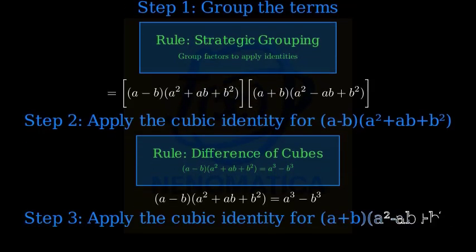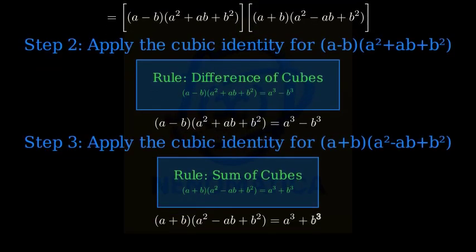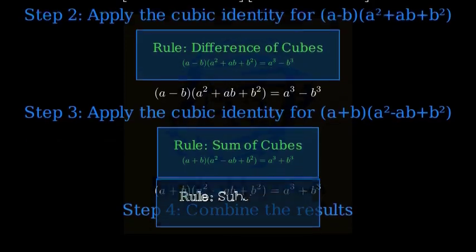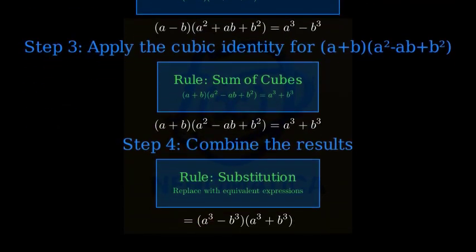Similarly, for our third step, we'll apply the cubic identity (a plus b) times (a squared minus ab plus b squared) equals a cubed plus b cubed. This is the identity for the sum of cubes. For our fourth step, we'll substitute these identities back into our grouped expression. We get (a cubed minus b cubed) times (a cubed plus b cubed).